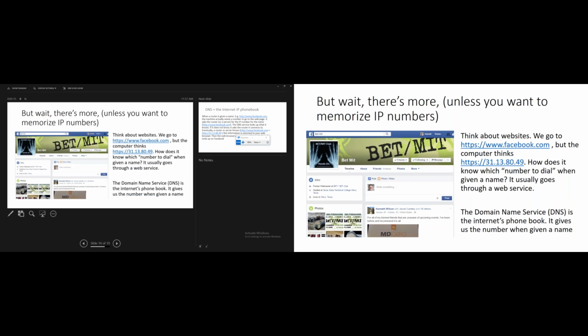So, we need to know IPs. There's one more setting we didn't cover. I don't know if you didn't notice it. Let me go through this whole spiel, but I'll tell you it's the domain name service right at the bottom.